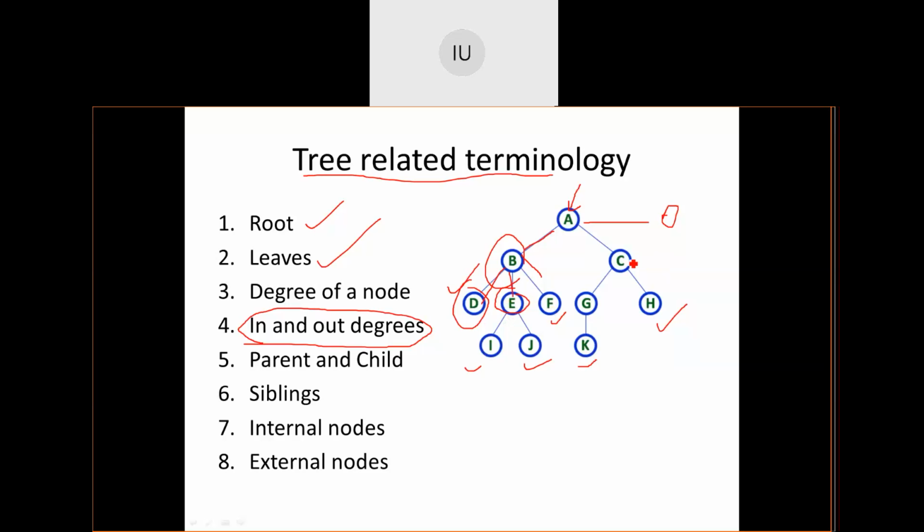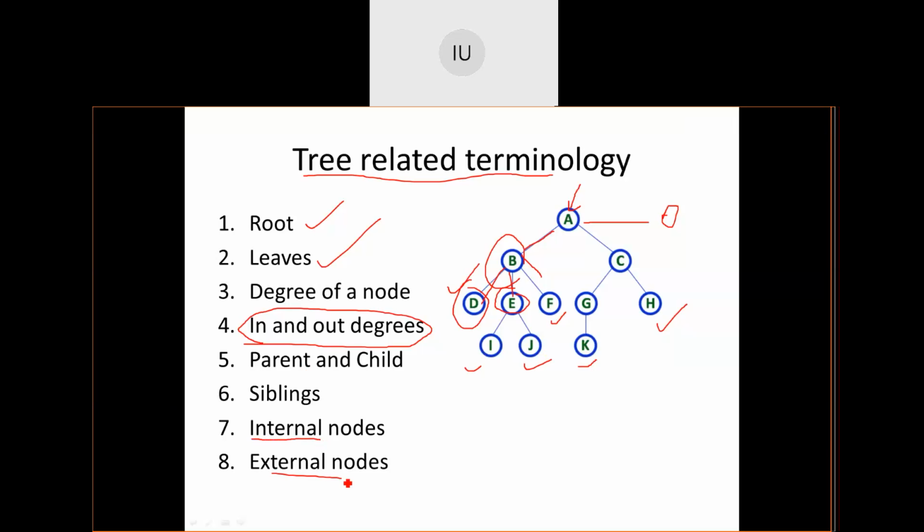Okay, tell me which is the sibling of C? B, correct. Which is the sibling of K? No one. No siblings are there. Which is the sibling of J? I, correct. So all of you know about it. Well and good. Now, the last one.